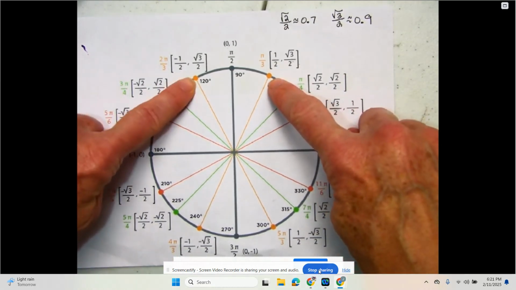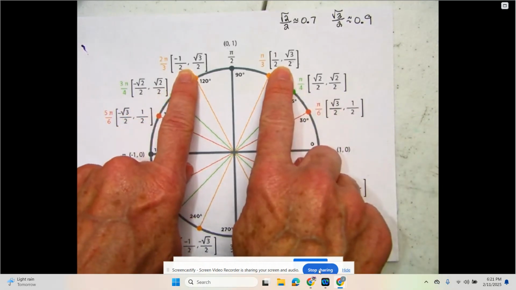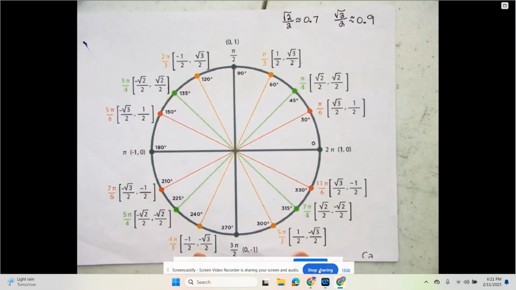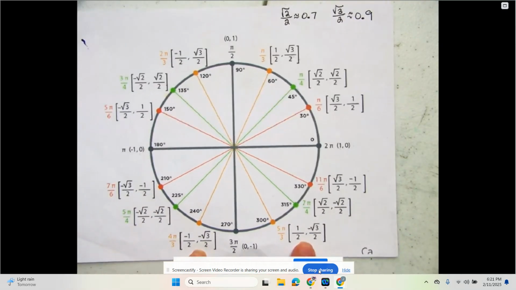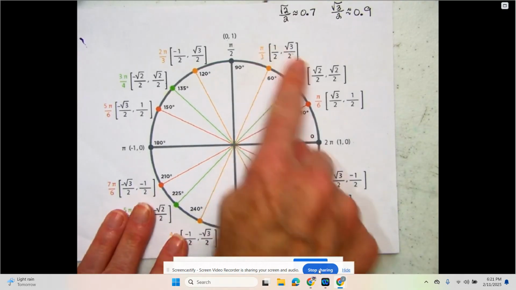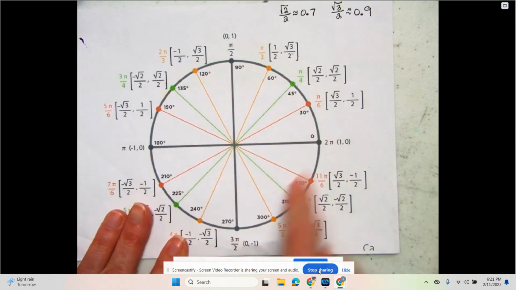60 degrees up: 1/2, square root of 3 over 2. 60 degrees down: 1/2, square root of 3 over 2. The only difference is the sign. So if you know these coordinates, you know all the rest of them.